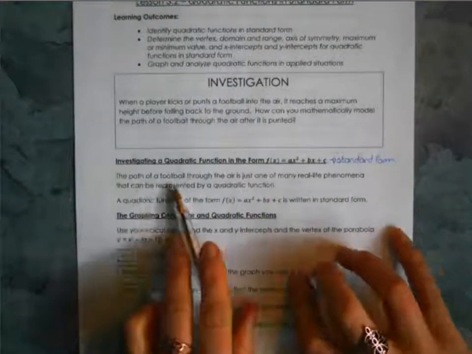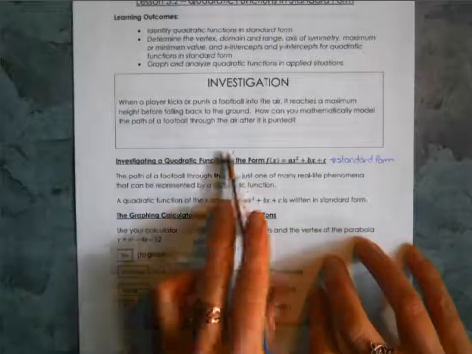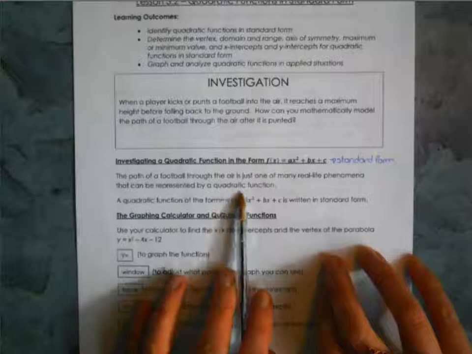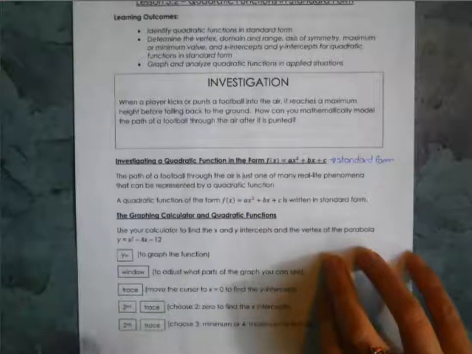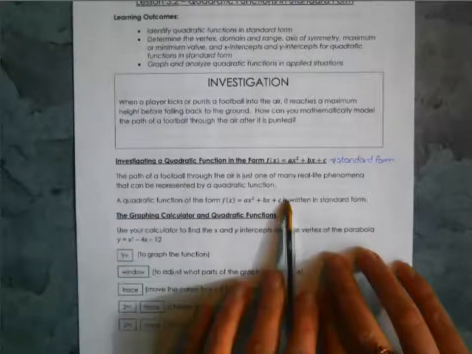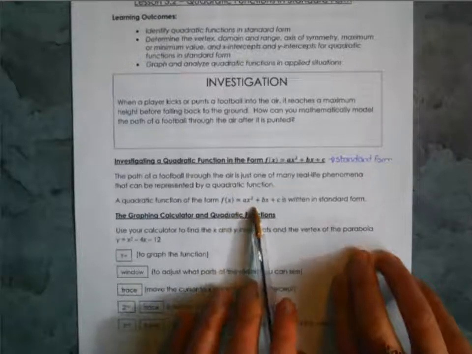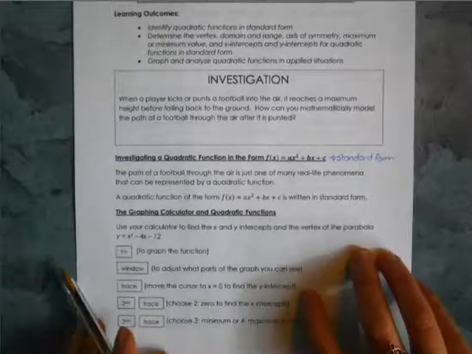The path of the football through the air, like we just mentioned, is just one of many real-life phenomena that can be explained by a quadratic function, whether it's in vertex form or in standard form. So today we're going to focus on some real-life scenarios that are based around this standard form.